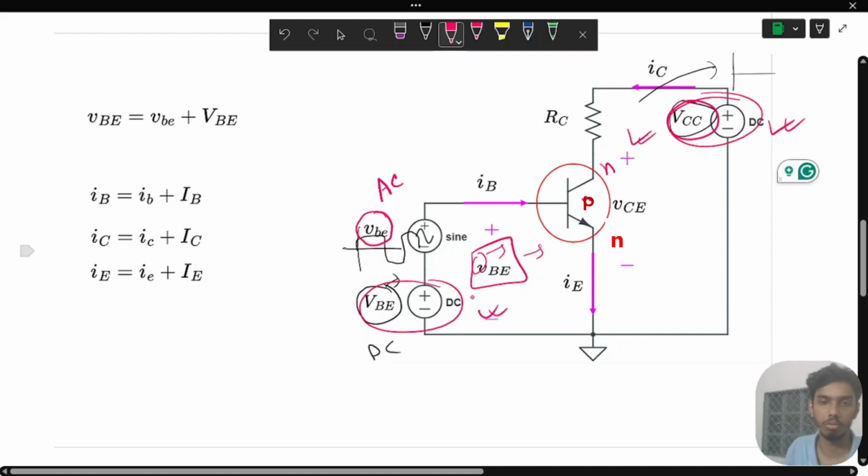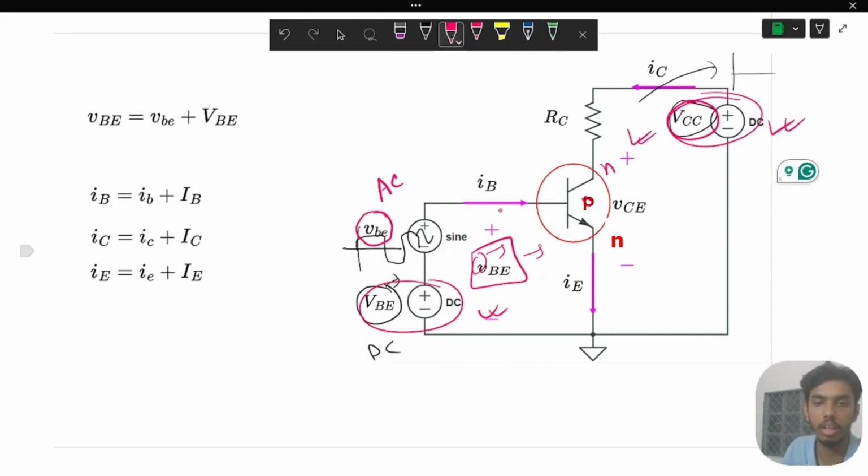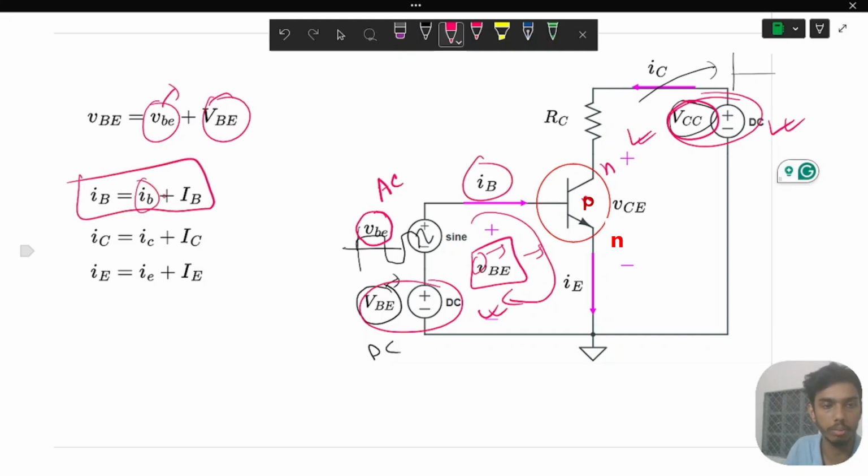Okay, so you already know from superposition that each signal or each value in this circuit will have two components: one a DC component, another an AC component. So for example, if we apply KVL in this loop, we can easily determine vBE, which will be a summation of this small AC signal and this DC bias voltage VBE. Similarly, we can determine iB, which will be a combination of a small current from AC analysis and a DC current. For iC and iE, the method is similar.